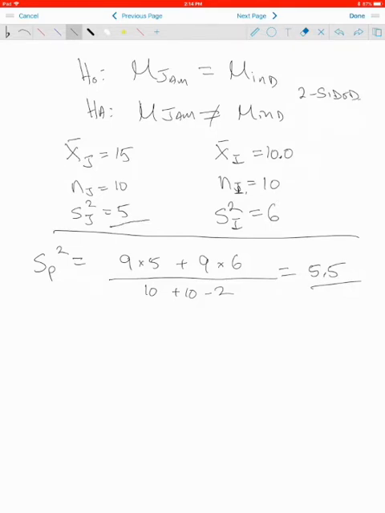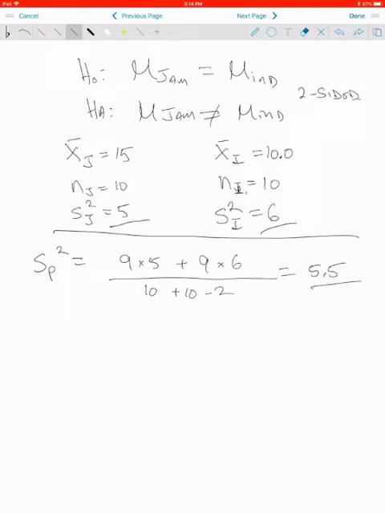Notice here that this pooled variance falls, in this case, exactly between the sample variances of the two population groups. So Jamaican had a variance of 5, and the Indian group was 6. In this case, it's 5.5 because it's the weighted mean, but the weights are the same. In other words, the sample sizes are the same. So the pooled variance really is like the average of the two variances in this case.